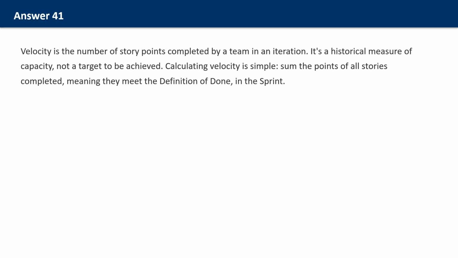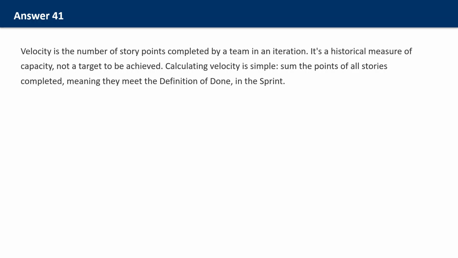Velocity is the number of story points completed by a team in an iteration. It's a historical measure of capacity, not a target to be achieved. Calculating velocity is simple. Sum the points of all stories completed, meaning they meet the definition of done, in the sprint. If a story isn't done, its points don't count, even if it's 90% complete. This maintains integrity. Partial credit creates false signals.